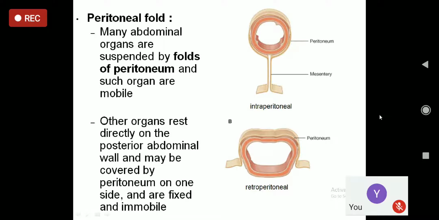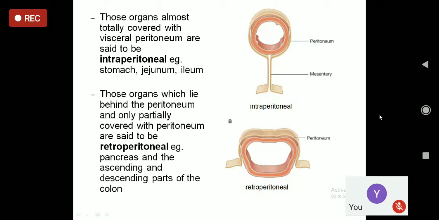So the organs present in the abdomen may be intraperitoneal or retroperitoneal. If an organ is held by a fold of the peritoneum, that is intraperitoneal. If it is covered only on the anterior aspect, that is known as retroperitoneal. Organs almost totally covered with the visceral peritoneum are said to be intraperitoneal, for example the stomach, jejunum and ileum. Jejunum and ileum are held with the help of the mesentery, the fold of the peritoneum, like this, so they are intraperitoneal organs.